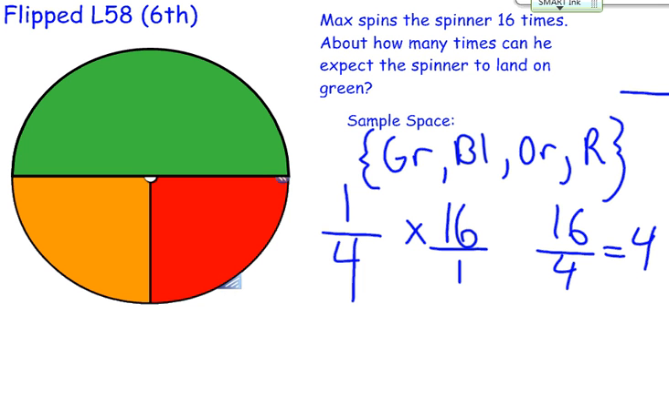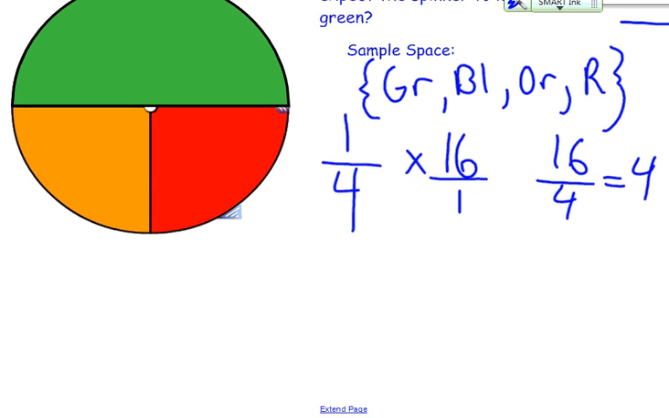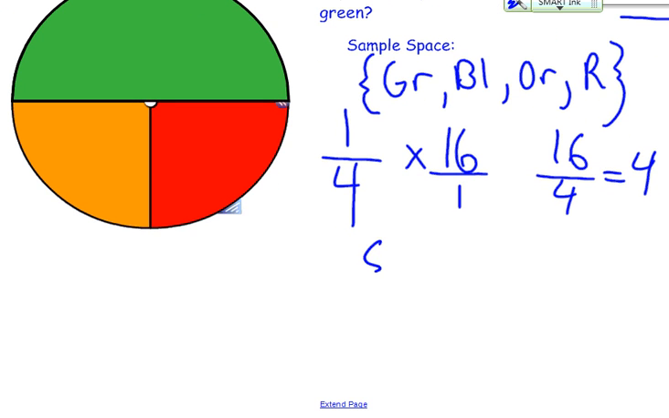Now, we could change our spinner around. By looking at our spinner now, we have a very different spinner. Our sample space has changed. We no longer have blue. And so if we were to rewrite the sample space, we would say that we have a green option, an orange option, and a red option.